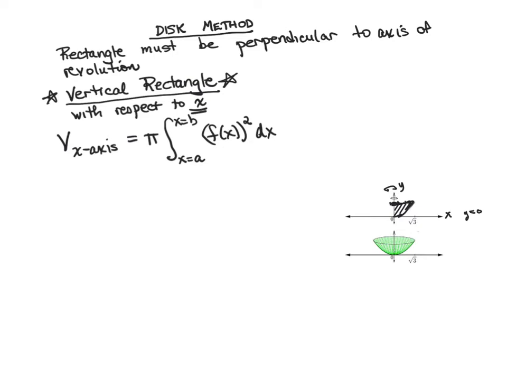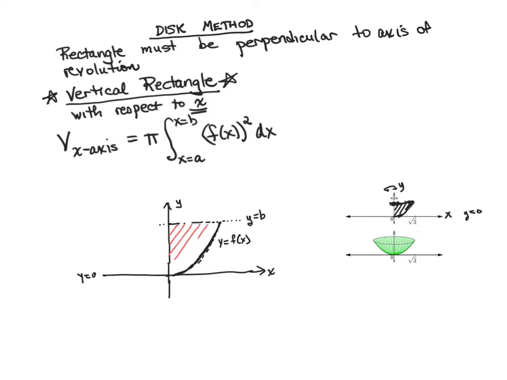Now, how do we do that? Well, let's make a diagram again. So I retraced the region that we're rotating. So we're rotating the area of this region to get this paraboloid about the y-axis. Okay, so to get a disk, first of all, let's review how to get area.